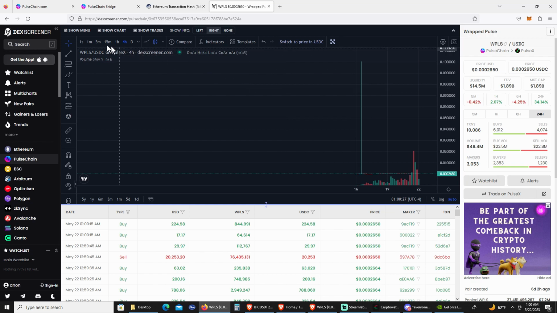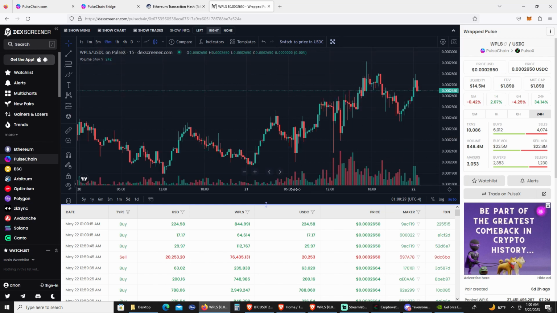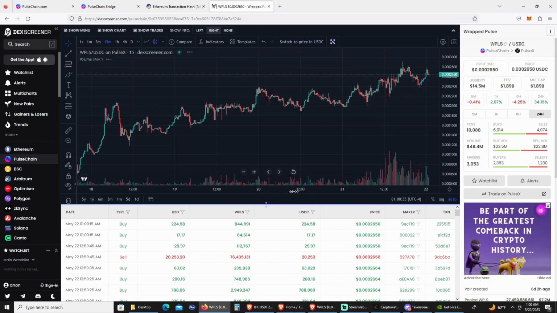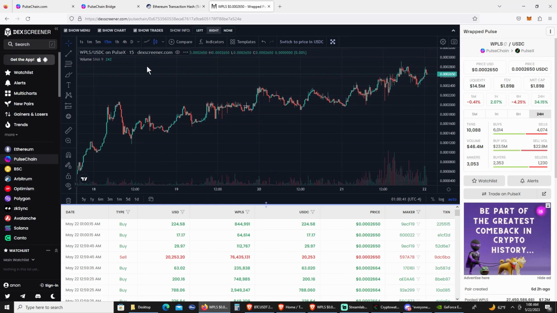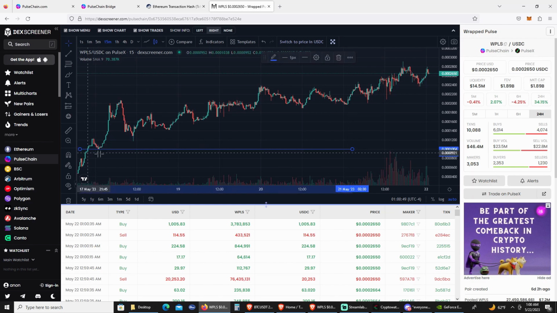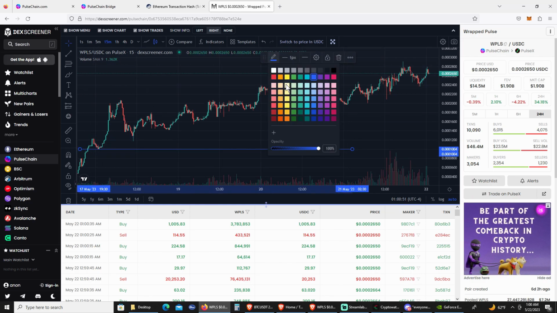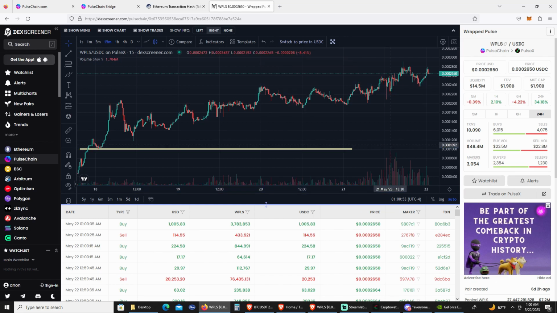Let's put on the 15-minute chart. This chart is wrapped Pulsechain to USDC. So Pulsechain is growing in value versus USDC, and it has been. If you look at the sacrifice rate right here, the 1.0, this was about our sacrifice rate over here. So anything above this line is above that sacrifice rate.